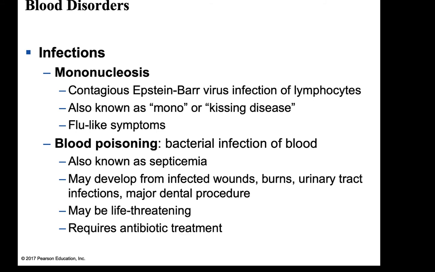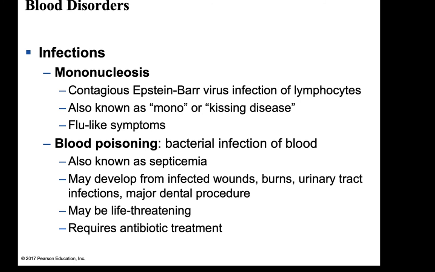Now, we're going to be looking at a number of blood disorders. The first infection is mononucleosis, and this is due to the Epstein-Barr virus infection of lymphocytes. It's also known as mono. You may have heard of this as the kissing disease, and typically it presents with flu-like symptoms.